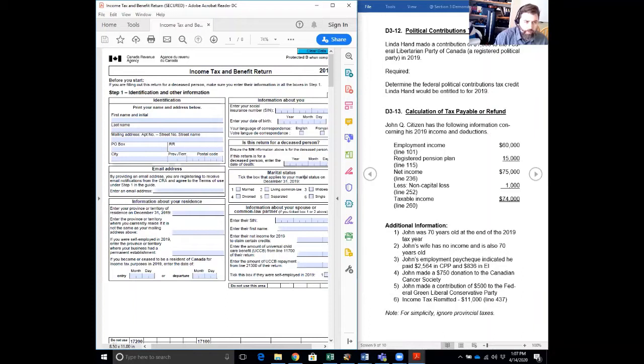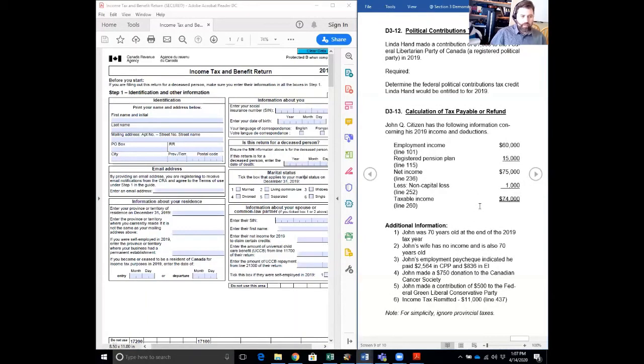So now we're going to do a demonstration problem where we fill out the tax return and some of the schedules that go along with it. Instead of starting with the tax return, we're going to deal with the information that has been presented to us by the client, and then just think about where that would go in the tax return.